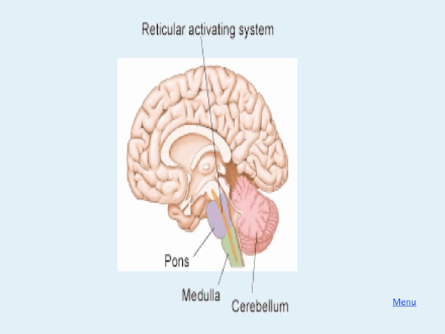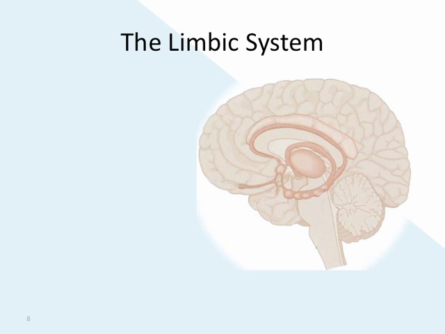Now, the reticular activating system is in the center of the pons, and goes through the medulla. The cerebellum, or the little brain, is located just behind it. Now, the limbic system is a major focus of this week. It has a lot of aspects that really influence us, and we use them a lot.